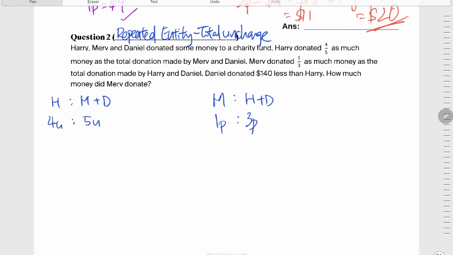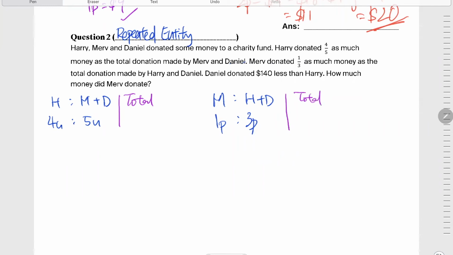How will you solve this? Repeated entity. What is being repeated here? I have two sets of ratio. One set is unit, the other set is part, because they're not the same. So how would I solve this question? In the interest of time, what I want you to be able to identify is that the repeated entity here in this case is the total.